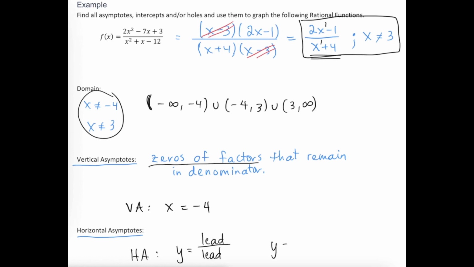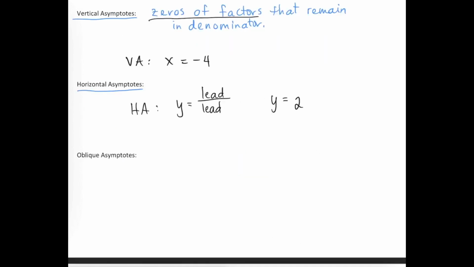Basically, that's going to be y is equal to the leading coefficient of the top is 2, and the leading coefficient of the bottom is 1, so y is equal to 2 over 1, which simplifies down to just y is equal to 2. Now, because we have a horizontal asymptote, we are not going to have an oblique asymptote. You can't have both horizontals and obliques.